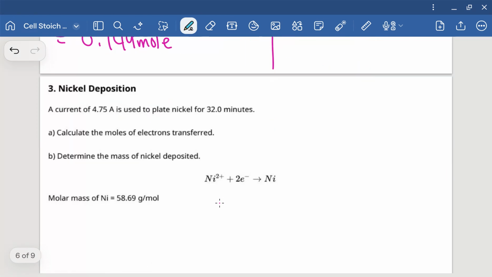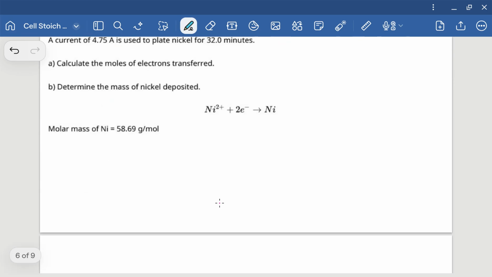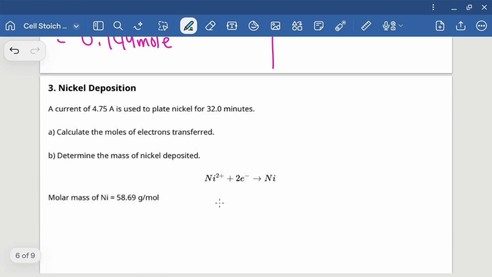There are a few more going through the same thing. So if I take a look at this next one, we have amps, and we're plating nickel. So if you're plating nickel, we need that half reaction. We have our minutes, we'll need that to be in seconds, and we're going to calculate our moles. So moles of electrons will equal 4.75 amps times 32.0 minutes times 60 seconds in 1 minute.